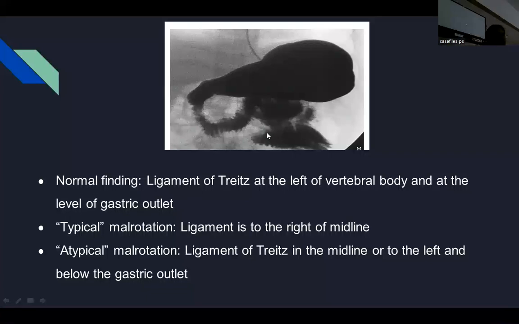In patients presenting with typical malrotation, the position of the ligament of Treitz will be towards the right side of the midline. However, there can be atypical malrotation, where the ligament of Treitz will be towards the midline or to the left, but below the level of the gastric outlet. Operating on patients with this atypical malrotation can be a dilemma, depending on the symptoms of the patient.